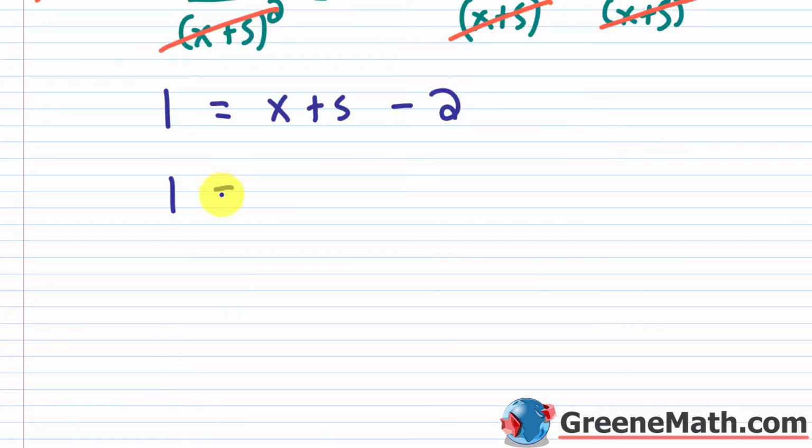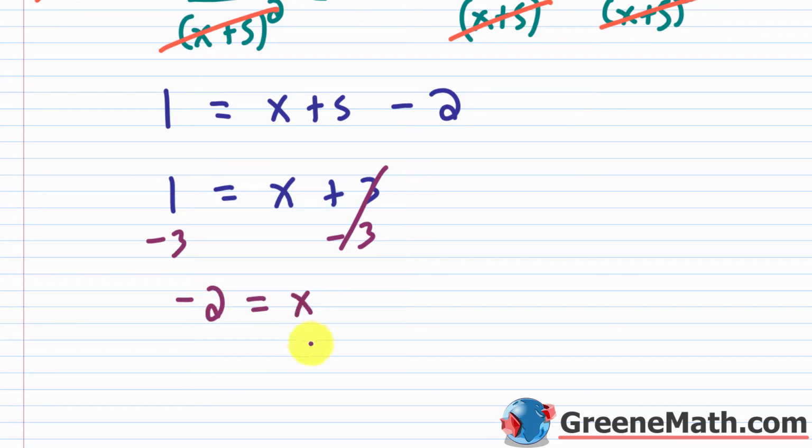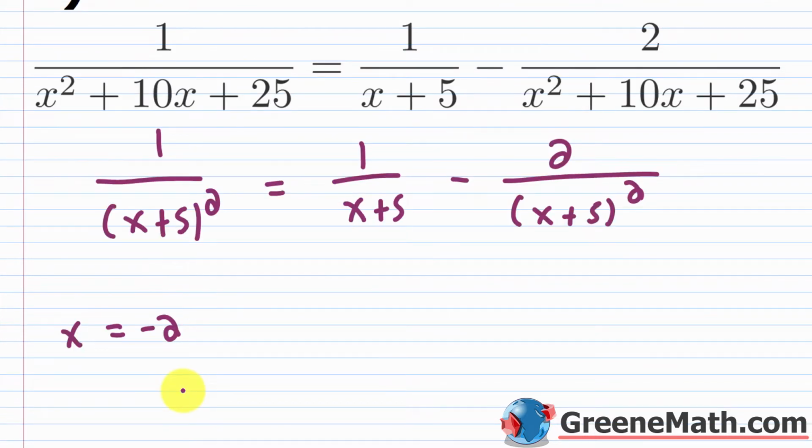So let's write 1 is equal to x, and then 5 minus 2 is 3, so plus 3 there. And then to solve this, let's just subtract 3 away from each side, cancel that away. So this would be negative 2 is equal to x, or I would flip it around because I like my variable on the left. So I'll say x is equal to negative 2. Okay, so coming back, you want to check to make sure, first and foremost, that you don't have a domain violation.